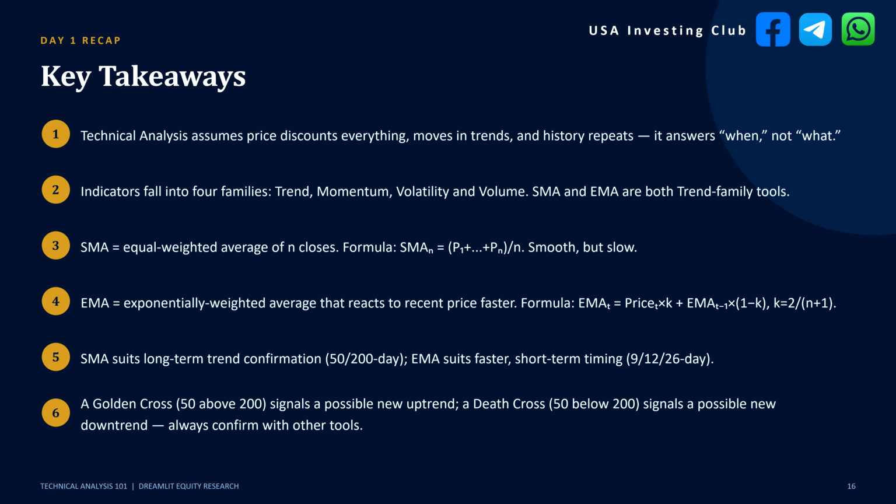And 6. A golden cross, the 50-day average crossing above the 200-day average, signals a possible new uptrend, while a death cross, the 50-day average crossing below the 200-day average, signals a possible new downtrend, and you should always confirm either signal with other tools before acting on it. Beyond these 6, remember the 2 bridges we built in the second half. Stage analysis translates moving average behavior into a full 4-phase market life cycle, and change point detection gives that same life cycle a faster, statistically rigorous trigger.